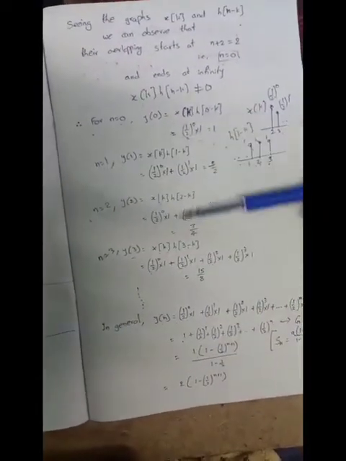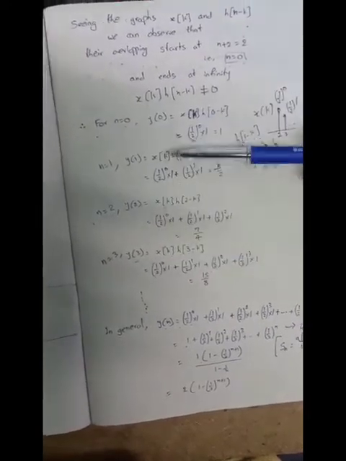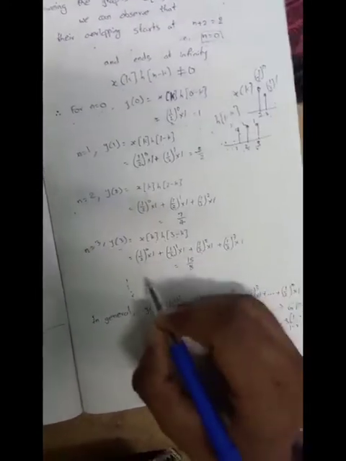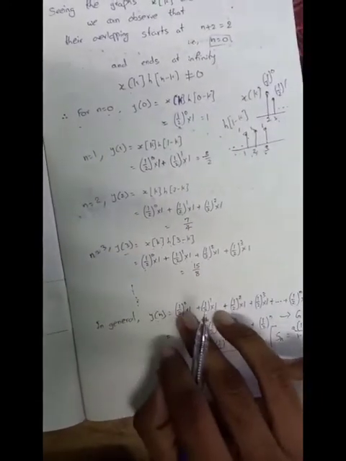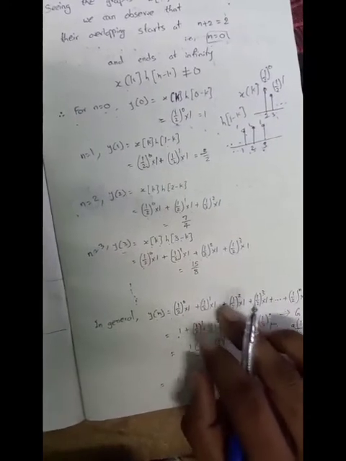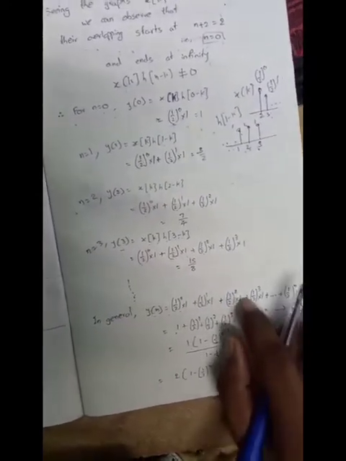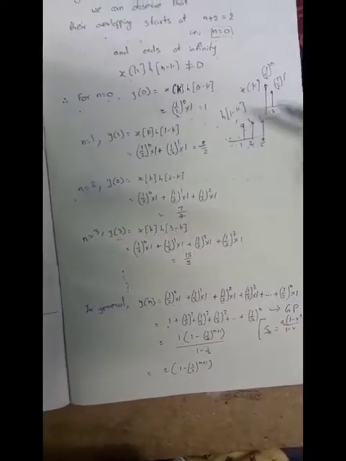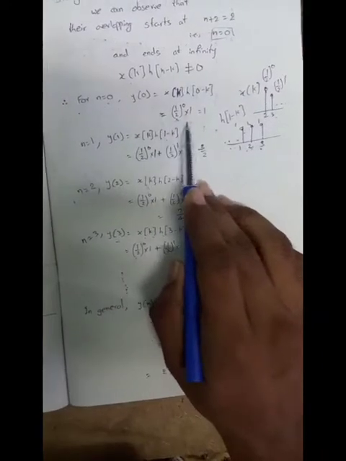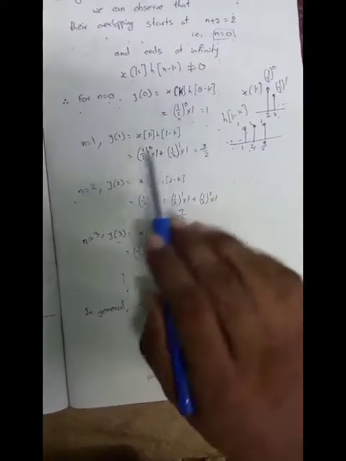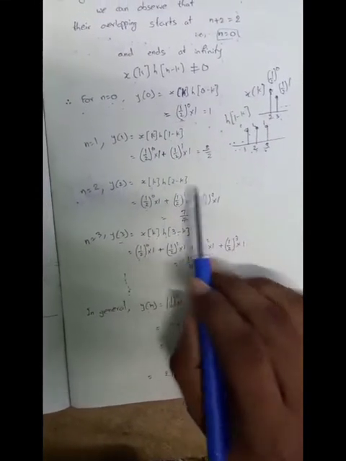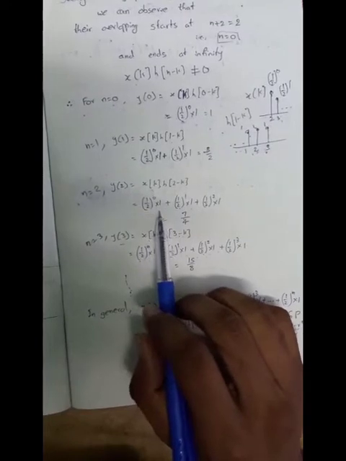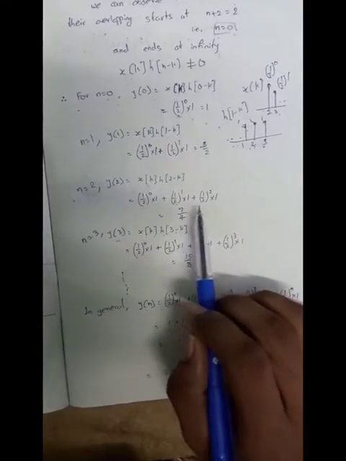Similarly, we can observe a pattern. So we can write in general y of n is 1 by 2 whole power 0 into 1 plus 1 by 2 whole power 1 into 1 plus 1 by 2 whole square into 1 and so on up to 1 by 2 whole power n into 1. We can observe the pattern here: for n equal to 0, 1 by 2 whole power 0 into 1; for n equal to 1, 1 by 2 whole power 0 into 1 plus 1 by 2 whole power 1 into 1; for n equal to 2, 1 by 2 whole power 0 into 1 plus 1 by 2 whole power 1 into 1 plus 1 by 2 whole square into 1.